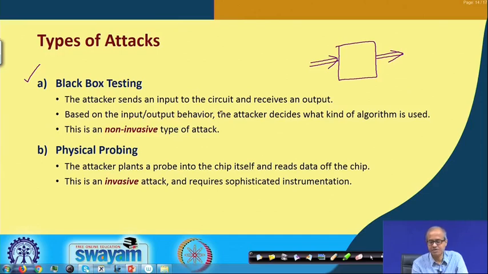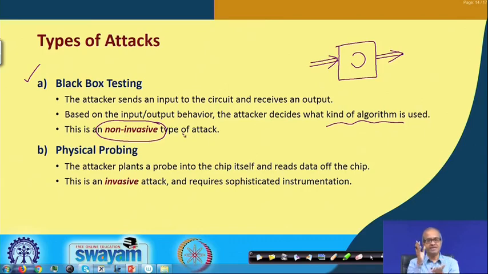The attacker sends an input to the circuit or device and gets the output. Depending on this input output behavior, the attacker can decide what is going on inside, what kind of algorithm is being run, and if it is a cryptographic operation, sometimes the attacker can also try and guess what is the secret key that is being used. This kind of attack is a so called non-invasive type of attack, because we are not disturbing the device, we are not breaking or damaging the device. These kinds of attacks are called non-invasive attacks.